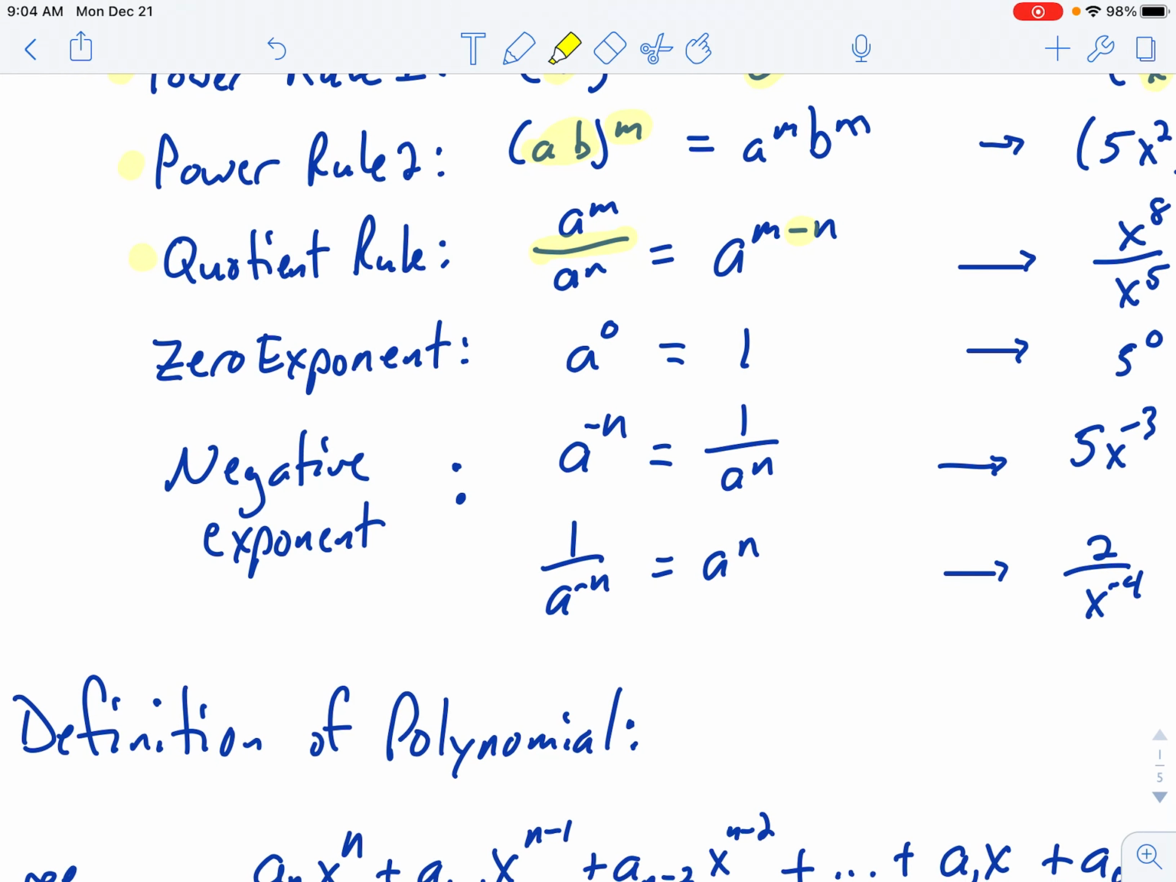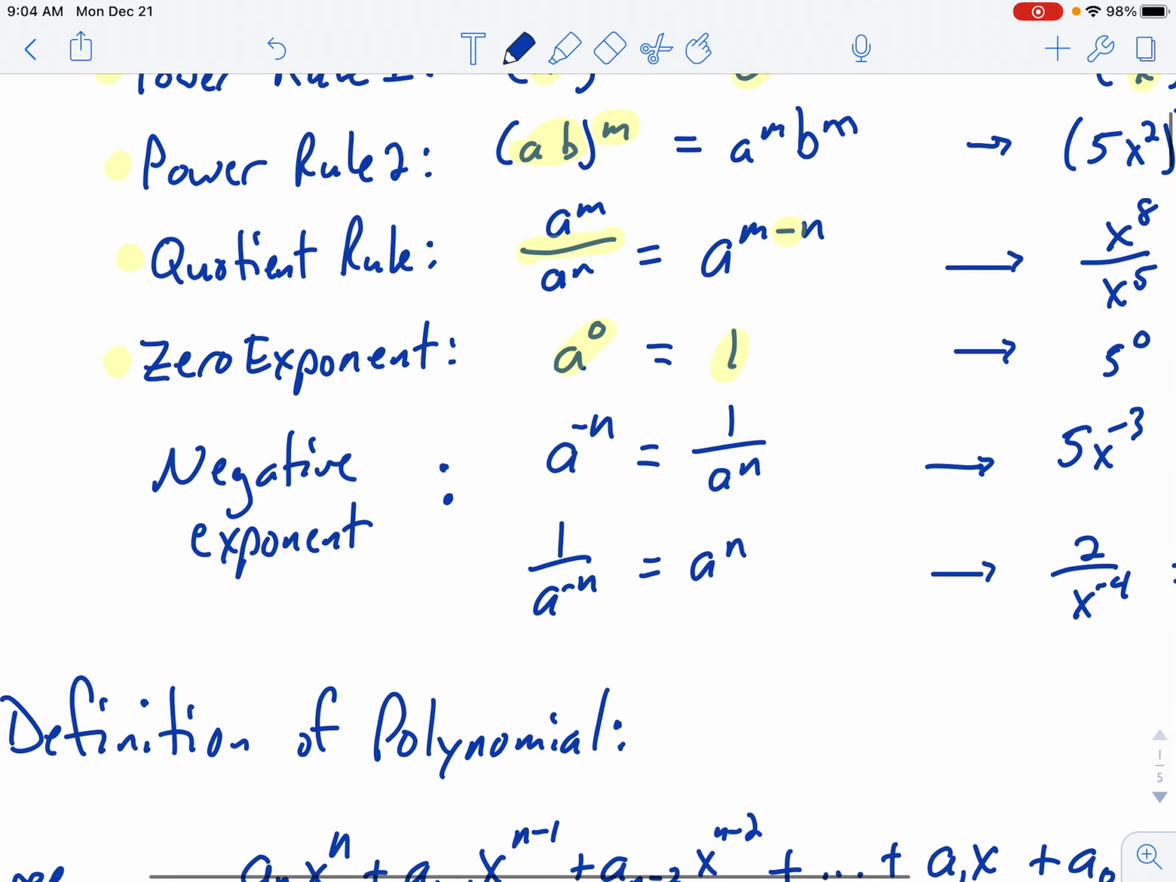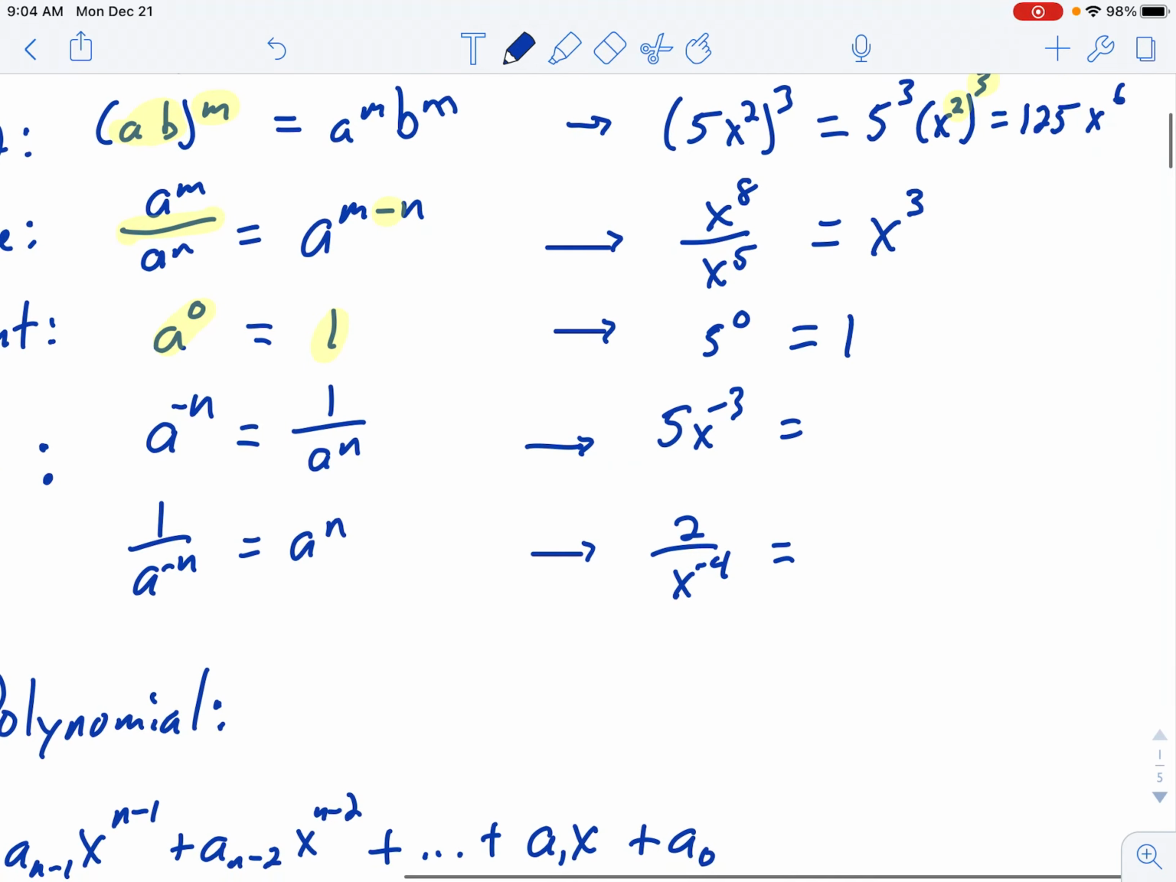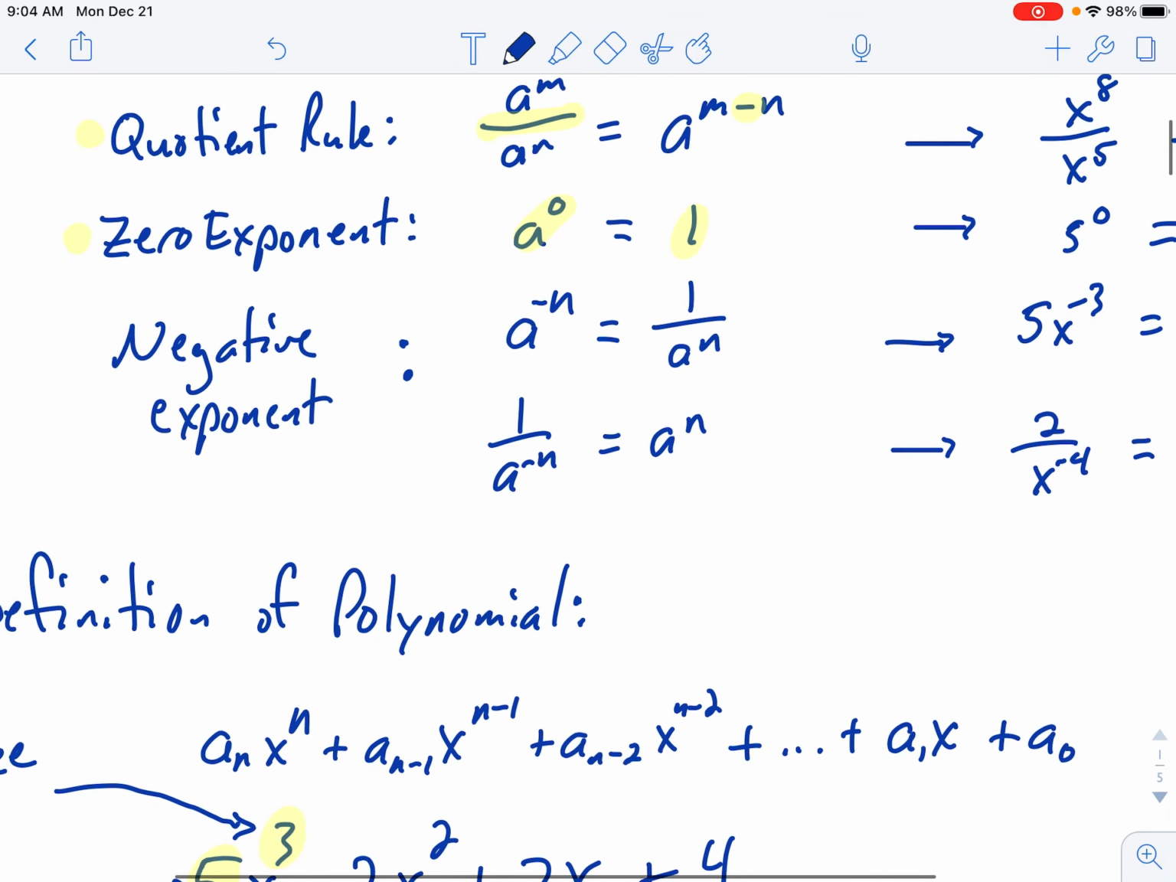Next one is probably the easiest one on the whole page. It's called the zero exponent rule. Essentially, anything raised to the 0 power always equals 1. So if you have 5 to the 0 power, it's 1. The only exception is 0 to the 0 power. 0 to the 0 power is not 1, it's undefined. But that never really happens, so don't worry about it.